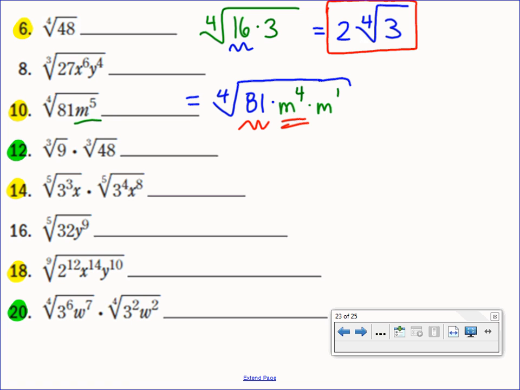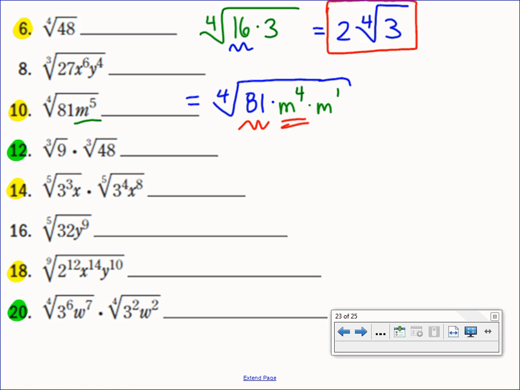Okay, ladies and gentlemen, let's go ahead and do a check with 6 and 10. We held off on 14. We're going to do that one together. Everybody take a look at number 6. I'm scanning my list of perfect fourth powers to find the largest perfect fourth power that divides evenly into 48 without a remainder. So I'm looking at my black list, and it looks like 16 divides evenly into 48 without a remainder. So I break up my 48 as 16 times 3, and then voila!